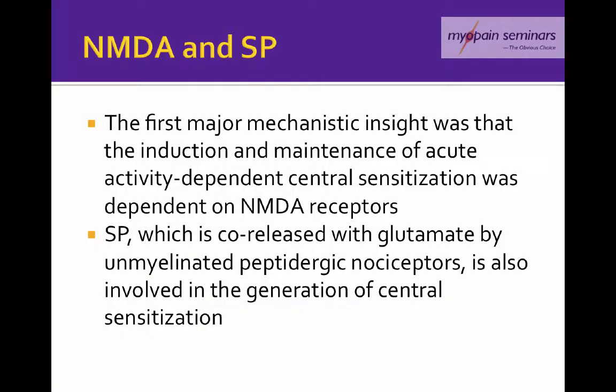Quite early in the development of the construct of central sensitization, people became aware that the induction of central sensitization was dependent on NMDA receptors and substance P. So in this lecture we are going to look at several chemicals that play a role in central sensitization. Substance P, which is co-released with glutamate by unmyelinated peptidergic nociceptors, is involved in the generation of central sensitization, as you will see in just a minute.